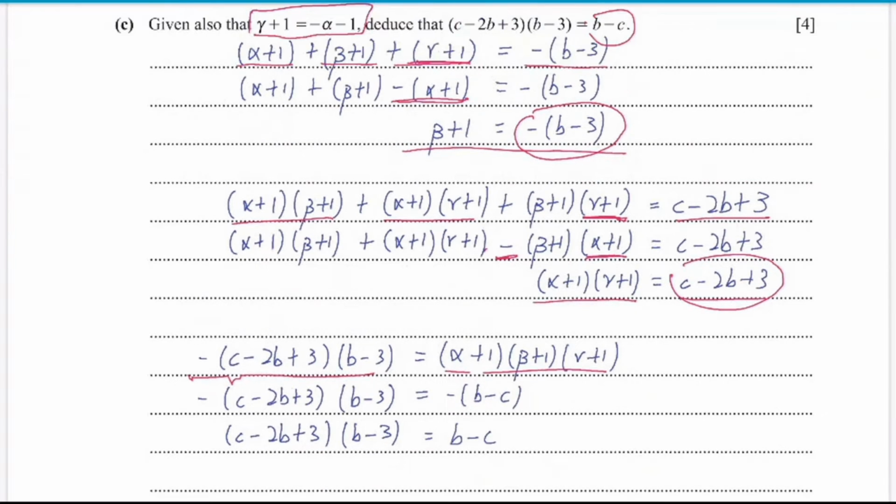We know that the product of all the roots is negative d over a. So we have a negative of d over a from the equation. So we can cancel the negative off, and this is how we can prove this relationship here. It's to link all the values that we know about all the roots together.